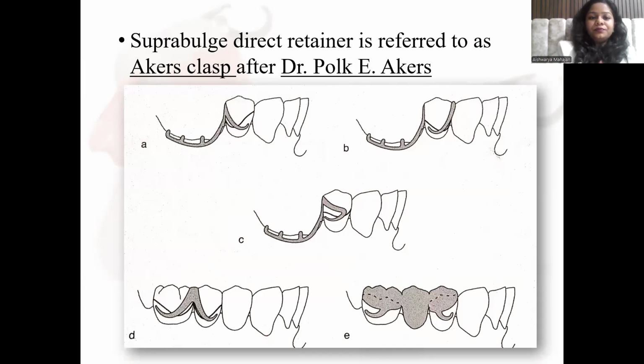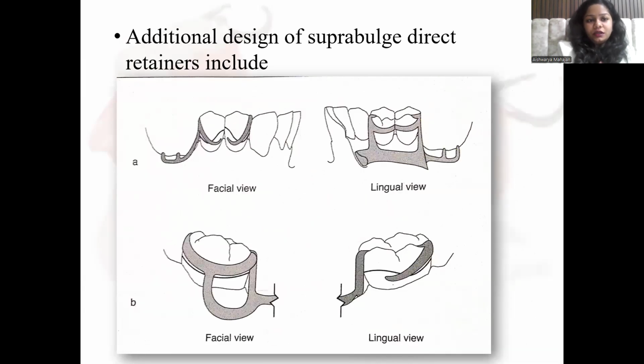The suprabulge kind of direct retainers are also known as Akers clasp after the author, Dr. Paul E. Akers. A few examples of these are simple circlet clasp, reverse circlet clasp, C clasp, embrasure clasp, and onlay clasp. A few additional designs are also given, which are multiple circlet clasp, the facial and lingual view, and ring clasp.